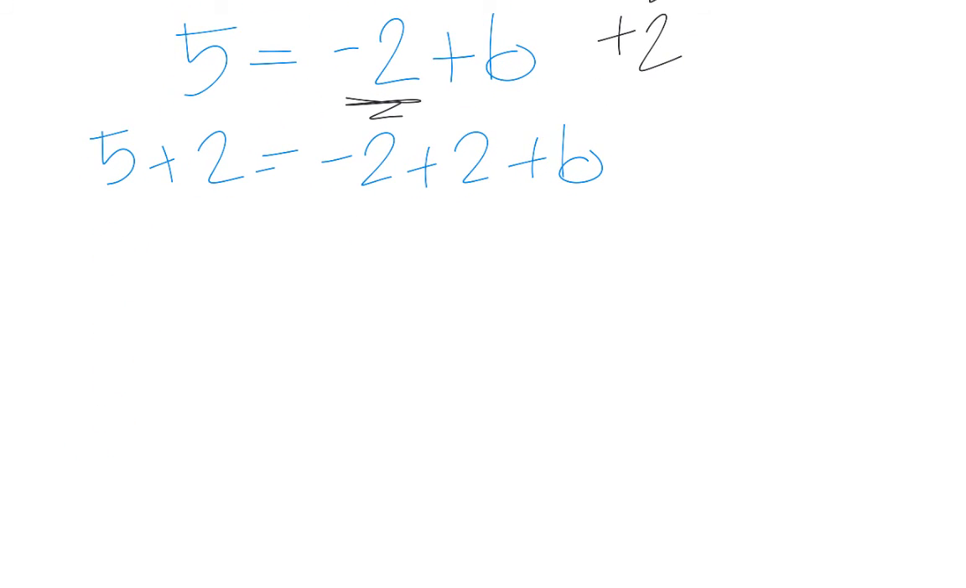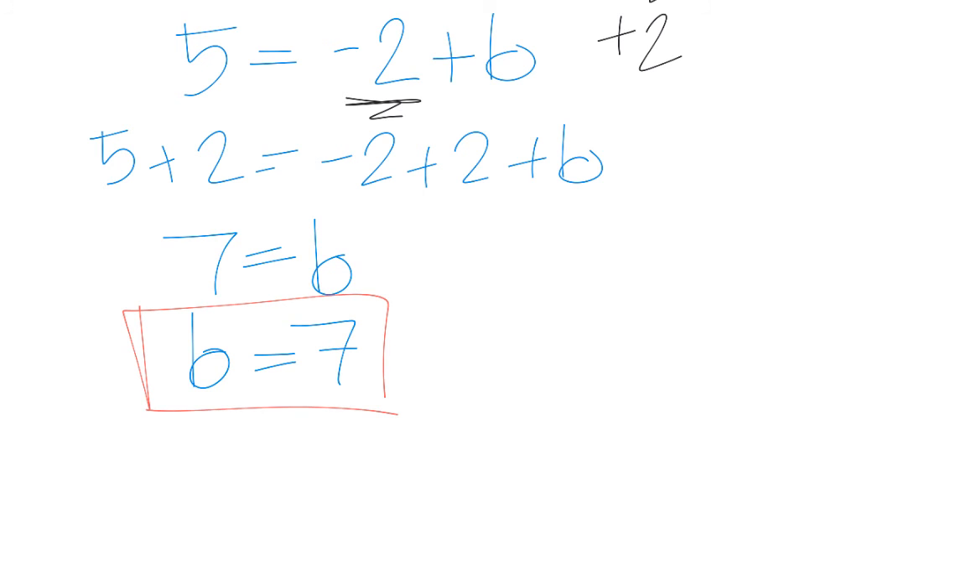So 5 plus 2 is 7. -2 plus 2 is 0. We don't write our zeros in because it cancels out, so we're just left with 7 is equal to b. And you know I like to rewrite it as one would read it from left to right. So b is equal to 7. So 7 is the y-intercept.